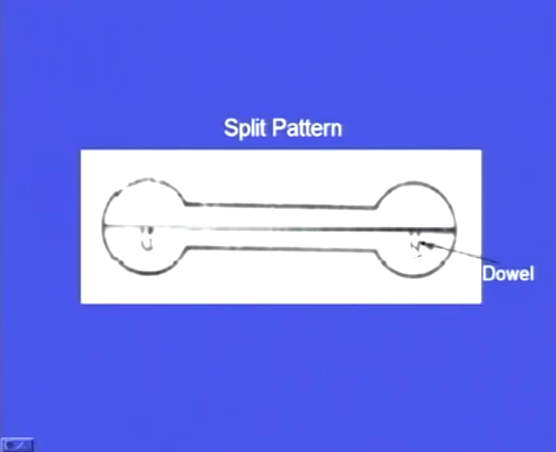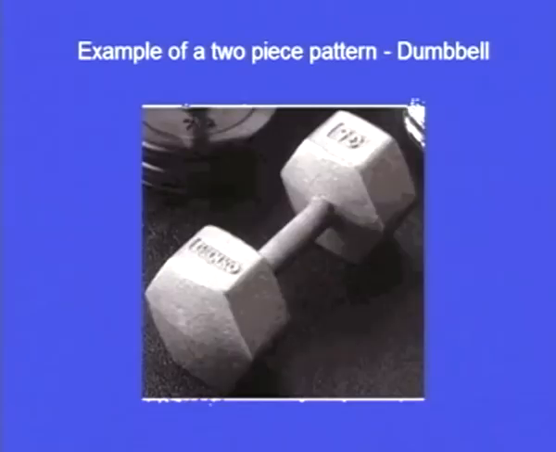So, this split pattern is used when intricate shapes are to be manufactured. So, this is the dumbbell. This dumbbell is manufactured by casting, and for this purpose a split pattern has been used.